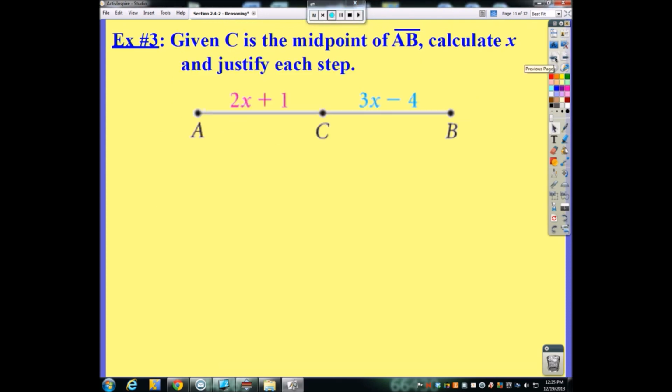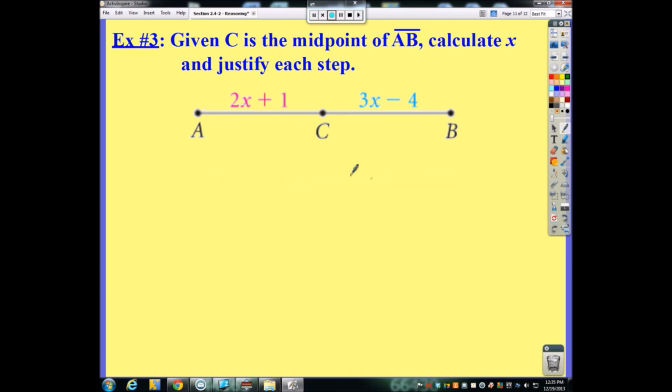All right, the next example we're going to look at, same type of thing. We're going to set it up geometrically and then transition it to the algebra problem. So given C is the midpoint, all right, there's C, apparently it's the midpoint of AB, so it's right in the middle of this. Calculate x and justify each step.